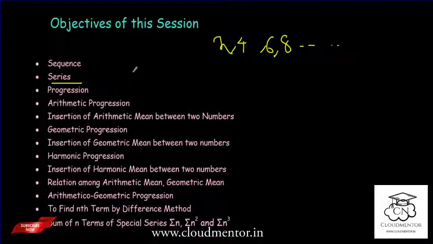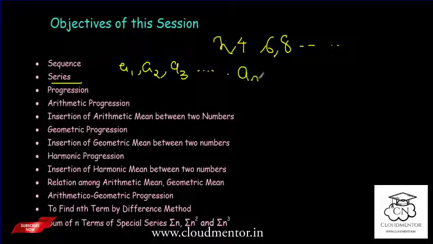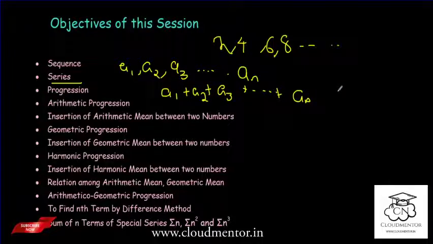Series: if a1, a2, a3, etc. an is a sequence, then the expression a1 plus a2 plus a3 plus etc. up to an is called the series. The series is said to be finite or infinite according as the given sequence is finite or infinite.